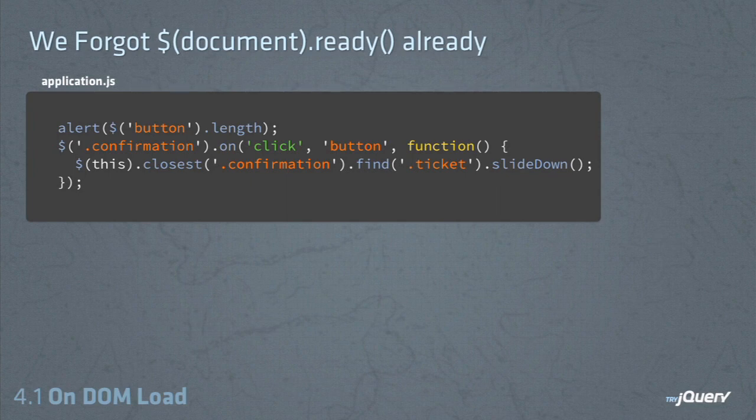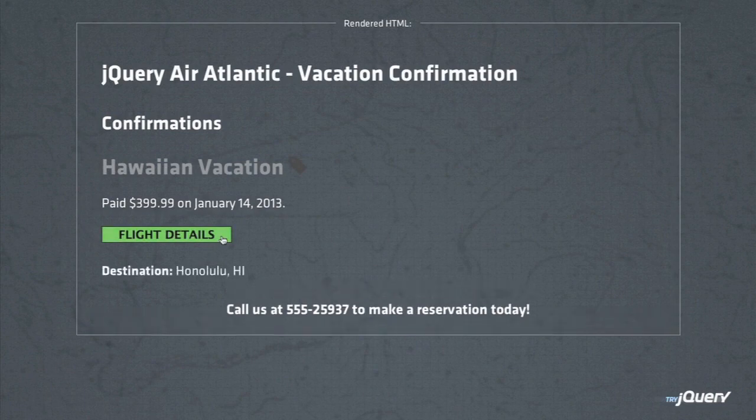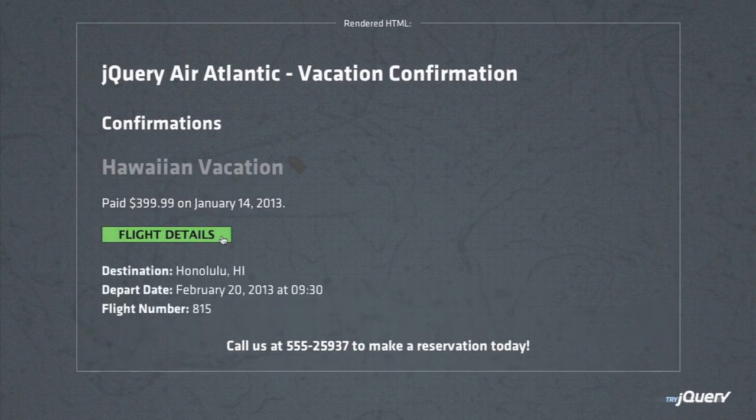Now we're using document ready, just like so. And now when we load our page, our alert pops up 1. So it did find the button. So let's go ahead and jump back into our web page. And yep, when we click flight details, it properly slides down.